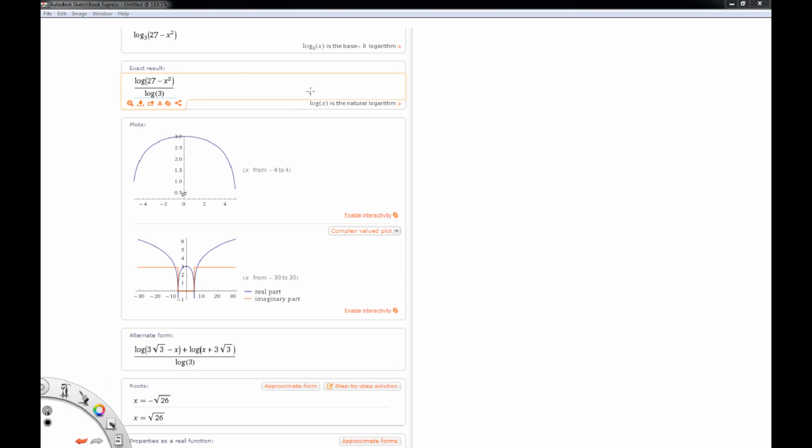Alright, so this screenshot is from a website called Wolfram Alpha. Definitely take a look at that site. Very helpful. As far as the question of log base 3 of 27 minus x squared, it gives you really a nice plot of what that looks like, and you want to find the domain and range.